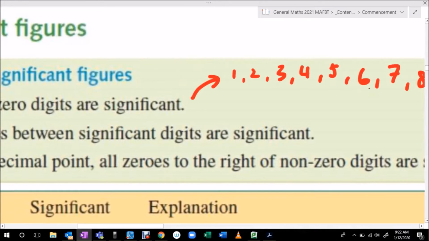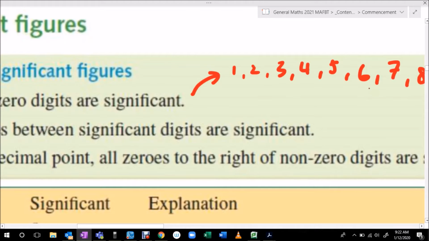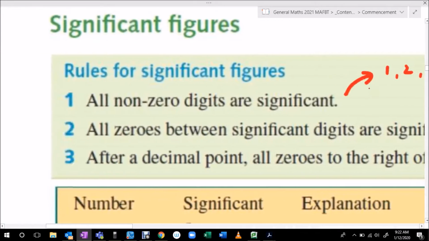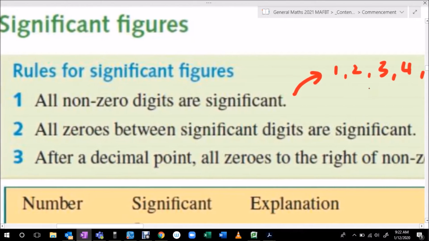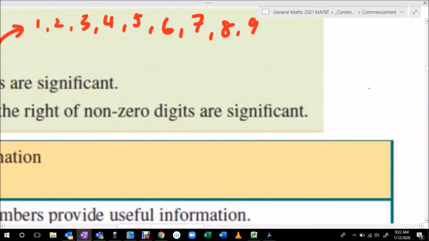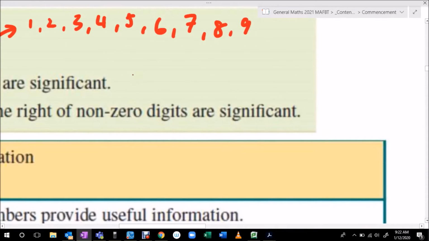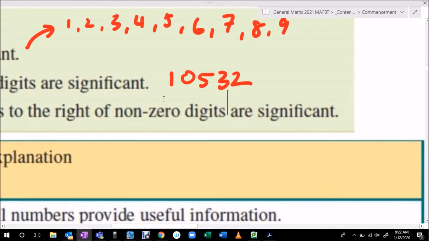That means 0 is not necessarily a significant number, but there are certain rules to it. Any 0 that's between significant numbers is also significant. What that means is, let's say you have 1, 0, 5, 3, 2. How many significant or important numbers are there here? 5. Good, because that 0 is in between some important numbers. So that's something to think about.